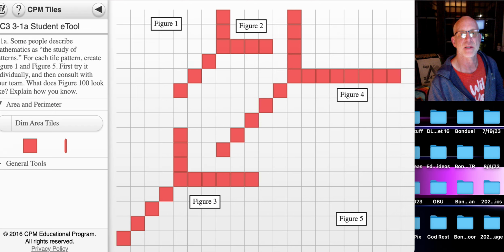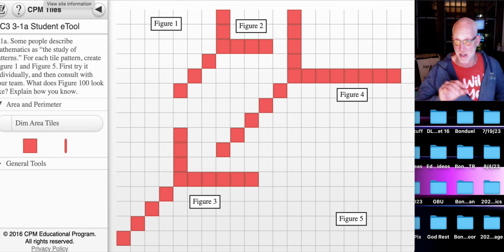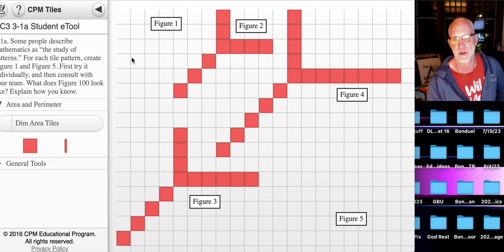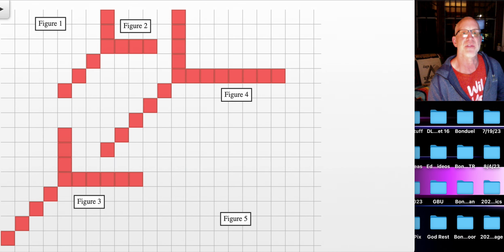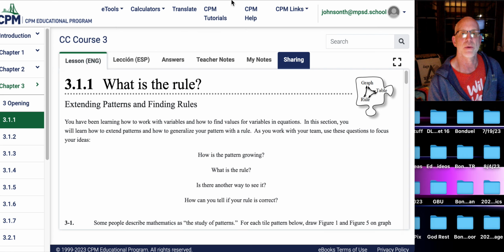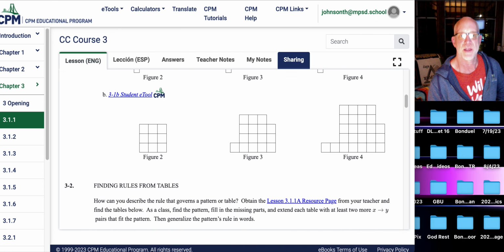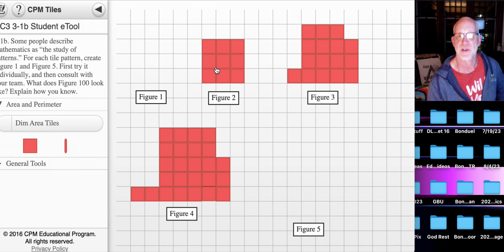On chart A, it looks like this. There's figure 2, figure 3, figure 4. What we want the kids to do is map that out on graph paper and then figure out what figure 5 looks like, figure 1, and then explain what figure 100 looks like. If they finish that, we want them to go to this one. This is figure 2. That's figure 3. This is figure 4. What does figure 5 look like? And then what does figure 1 look like?